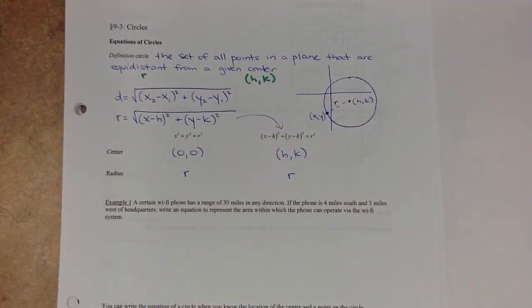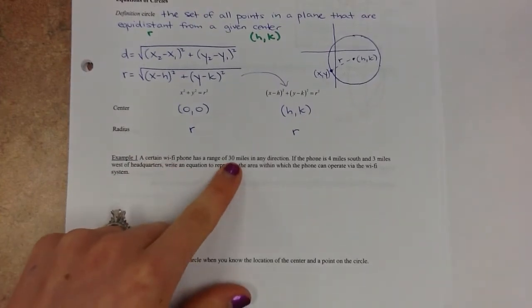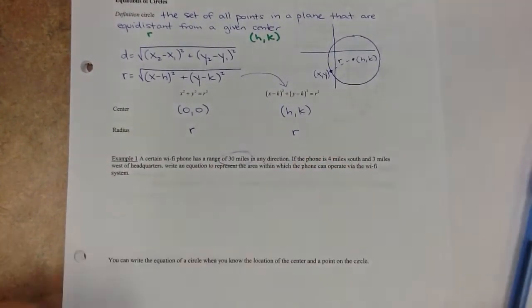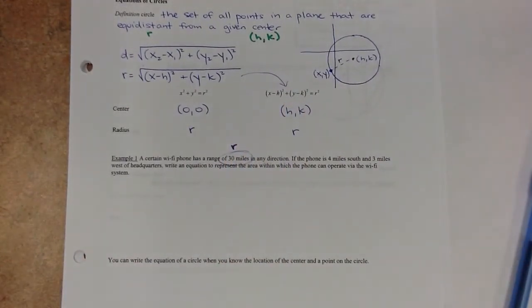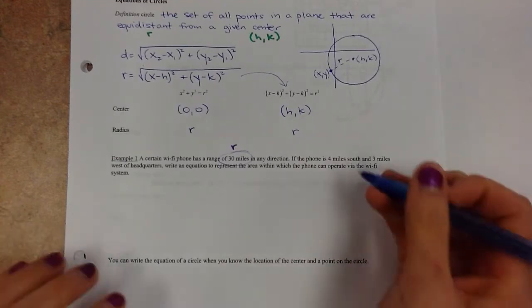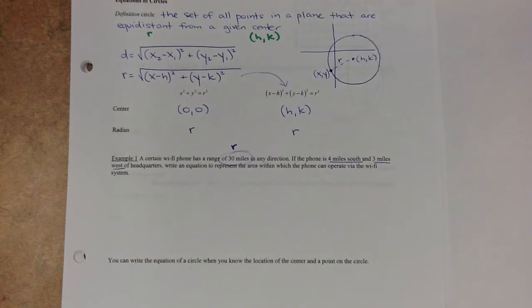So we're going to look at a specific example. This is kind of a story problem type of example. A certain Wi-Fi phone has a range of 30 miles in any direction. That value right there is just like the radius. So that's r, and that's what we're going to use in our formula. Then it says the phone is 4 miles south and 3 miles west of headquarters, so that's like the center. We are moving that to be our center, and then it can go 30 miles in any direction. They're considering headquarters to be like the origin, and so this helps us figure out what our center is.